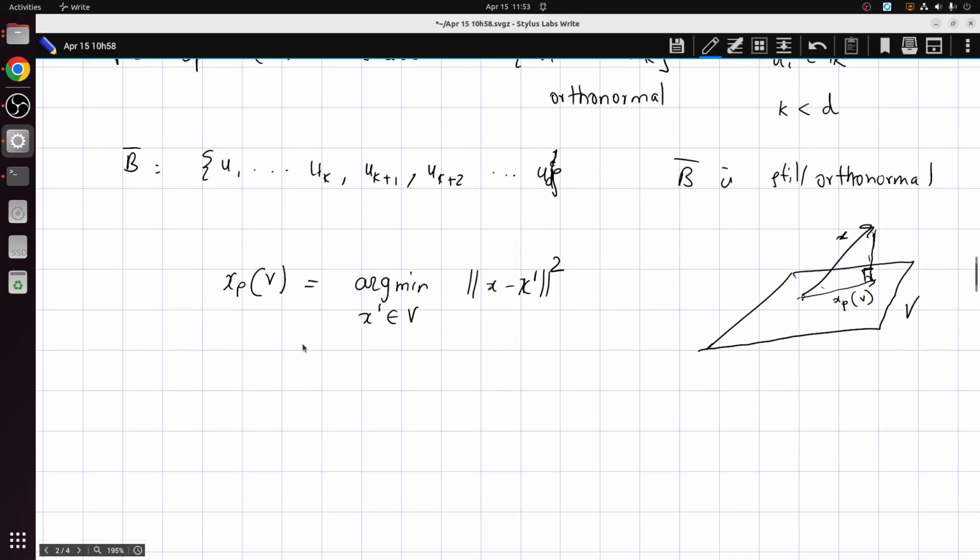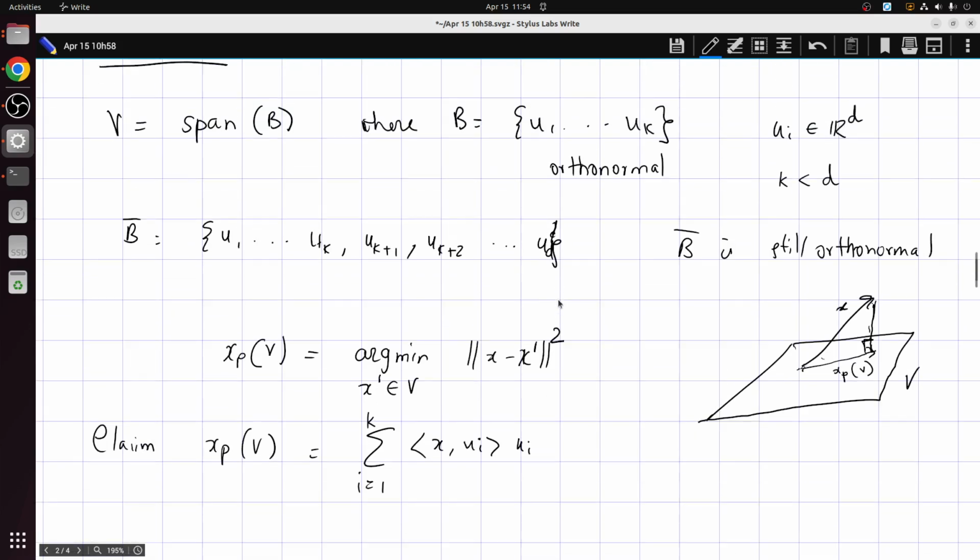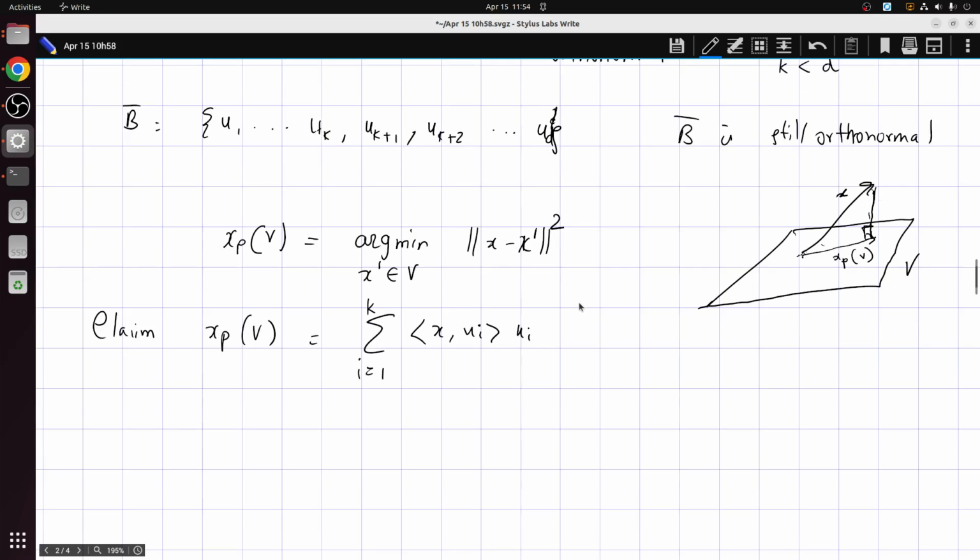Now how does one find it? The claim is that the projection of X on V is the summation, i going from 1 to k, note it goes up to k only, of the inner product of X and U_i times U_i. It is very elegant. You are only looking at this, which naturally is a vector in V. So how do we check it? Let us see.